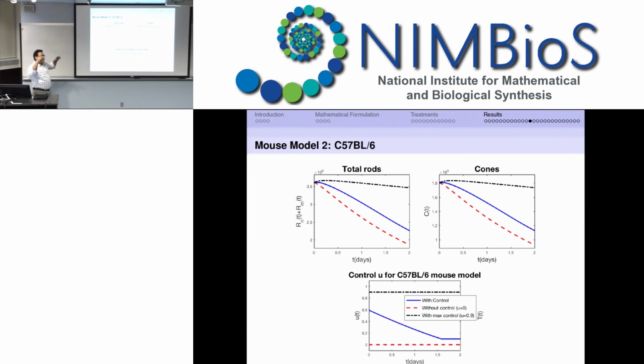So when we defined our objective functional, that's mathematically speaking the function that we were trying to maximize. If we assume that we have the maximum dosage of the treatment being administered, that's this curve over here, and you'll look at the rod and the cone populations, and they're definitely the highest. But interestingly enough, when you look at the objective functional evaluated at these curves, it doesn't yield the maximum. This does.